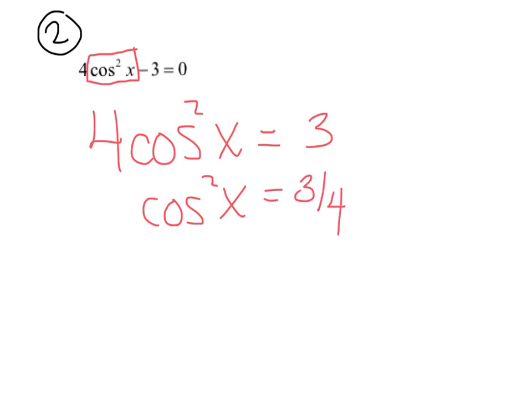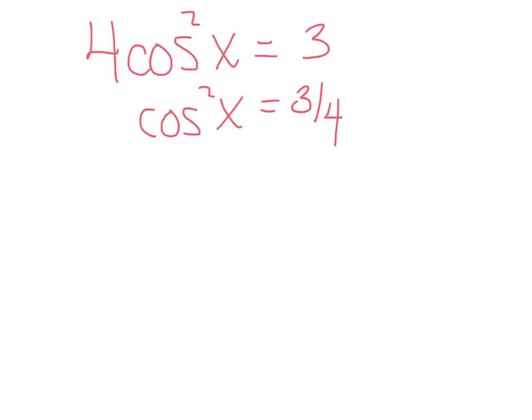Now, if it was cos x, I'd be done and I'd grab my calculator, but it's not. There's this squared hanging out. How do you get rid of squared terms? Well, it's very simple. All you do is you take their square roots.